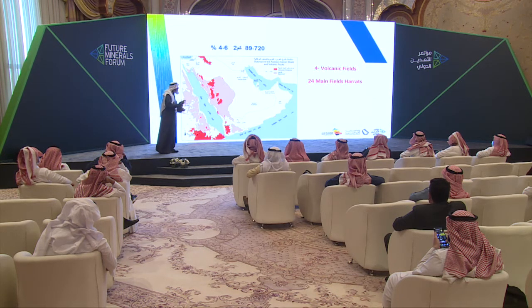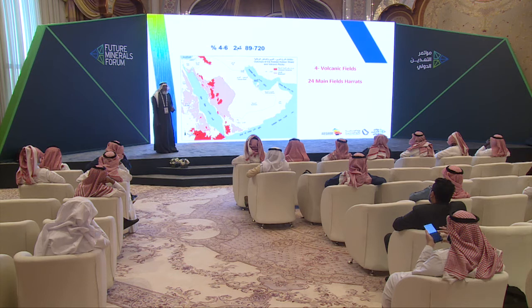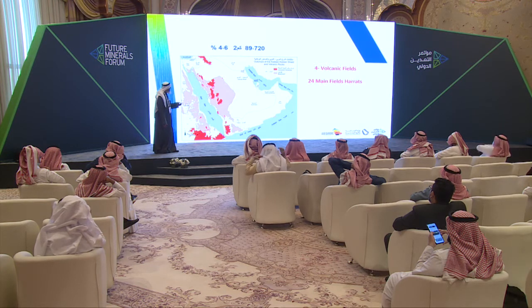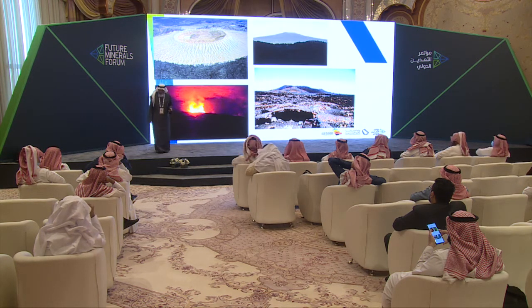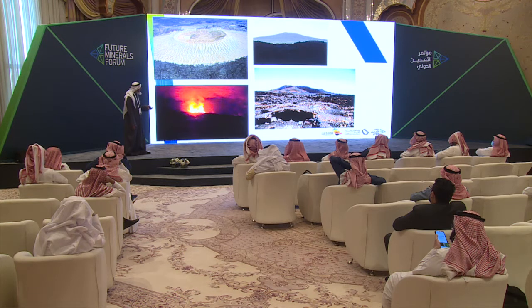Volcanic fields, we have at least 24 different harra or volcanic fields. These volcanic rocks are natural resources of different types of rocks and minerals. It occupies about 5% of Saudi Arabia. Different types of volcanic rocks, whether basaltic or comendite.